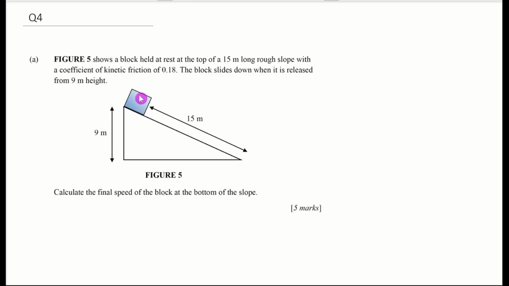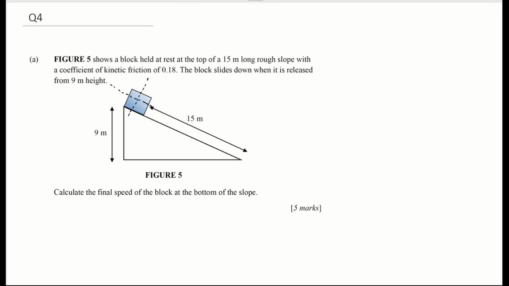So kotak ini boleh bergerak turun ke bawah disebabkan ada gravitational force. Gravitational force tu adalah dia punya berat, the weight of the block. Okay, so we need to draw the free body diagram first. Since this is the surface of the inclined plane, the line that is perpendicular to the surface is the y component, and the x component.